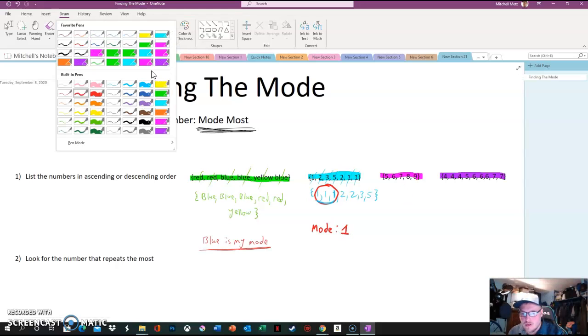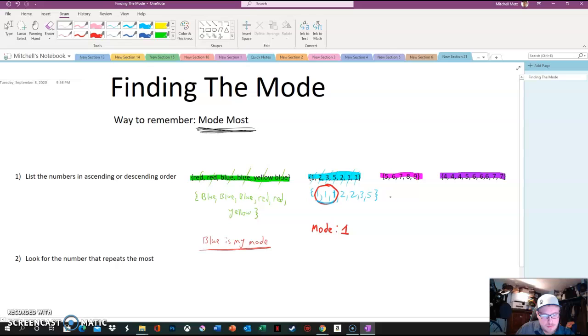Now let's go on to this one. Let's do one more. So I'm going to do pink. Again, I'm going to list it from least to greatest. If you notice, it's actually done for us: 5, 6, 7, 8, 9. None of them are repeating. Because there's no repetition, there is no mode. There's no number that repeats the most. They all repeat the same amount.